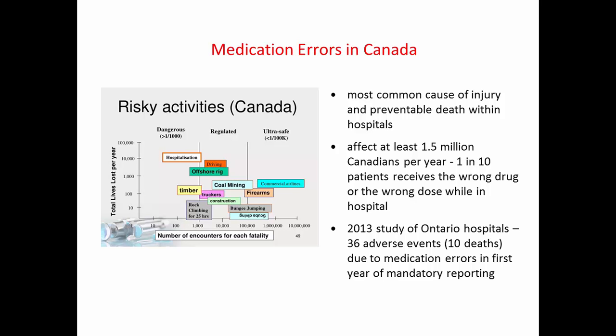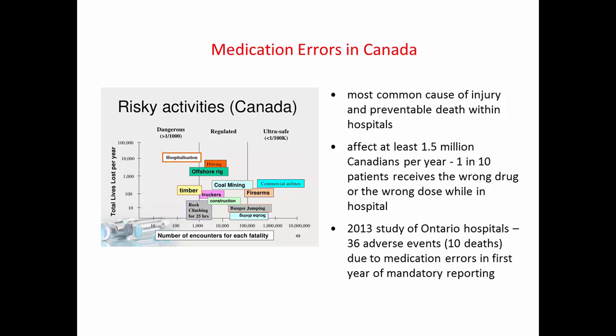Just so that you know, medication errors are fairly unnervingly common in North America, including Canada. Some of the first studies to look at this were in 1999, and there was a study in the U.S. called To Err is Human, and they discovered that between 44 to 55,000 people in the U.S. were killed every year by medication errors, and at that time it was the fourth leading cause of death in North America. In Canada, it's also very serious. It's the most common cause of injury and preventable death that occurs within hospitals.